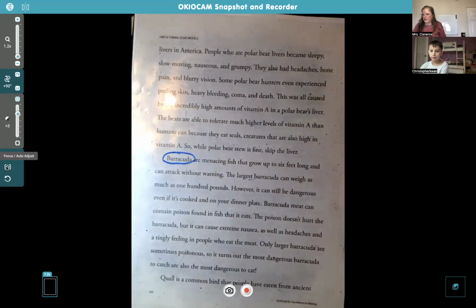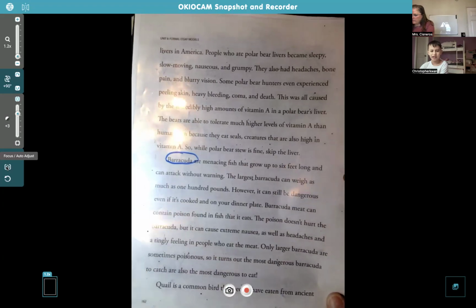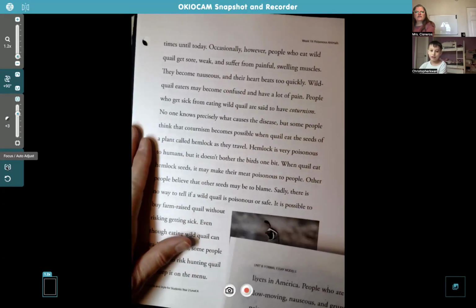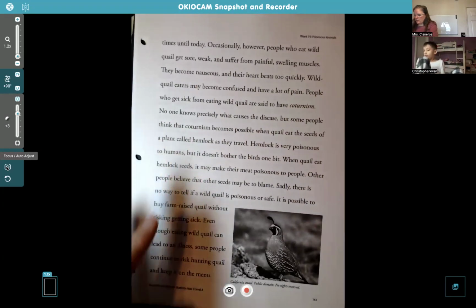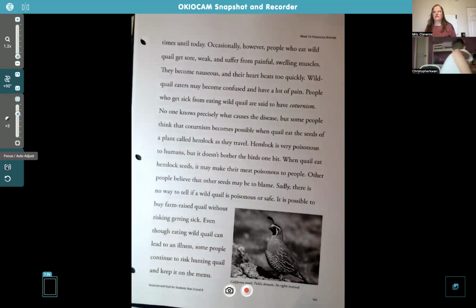Okay. The next paragraph starts at the very bottom down here. So start by just reading the first sentence. Quail is a common bird that people have eaten from ancient. And the next page is page 163. You see that one?